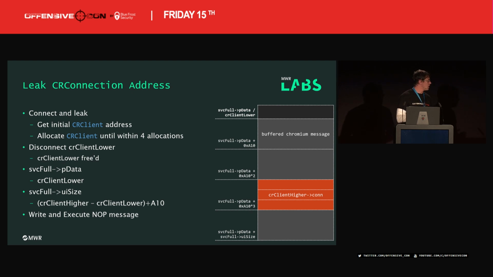So our fully controlled service buffer will then point to that earlier allocation. The UI size will extend to pass the CR client object, and then we write our opcode message and execute. We now have a pointer to a CR connection object.